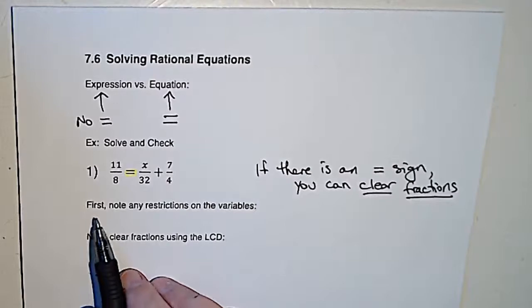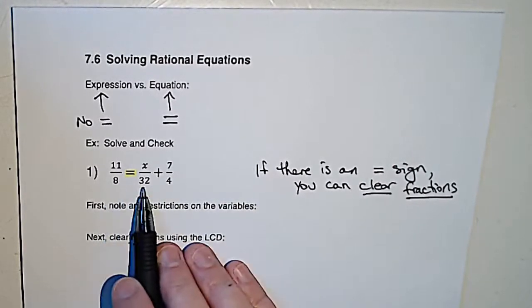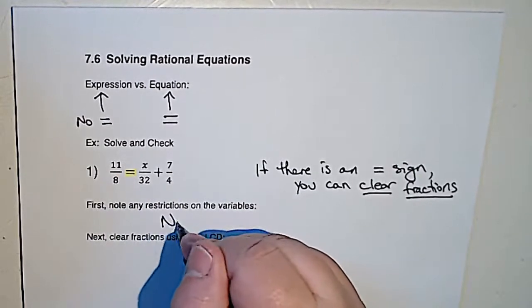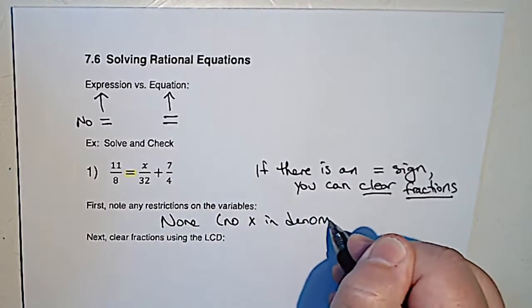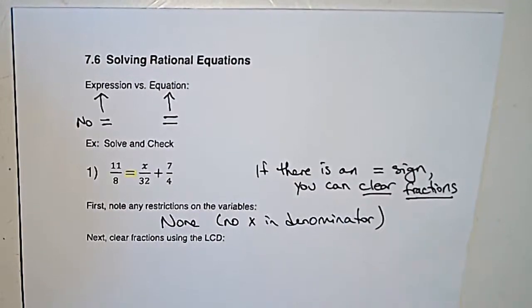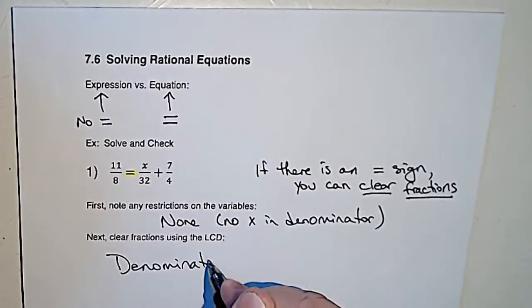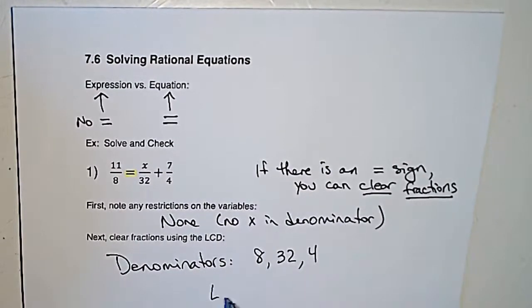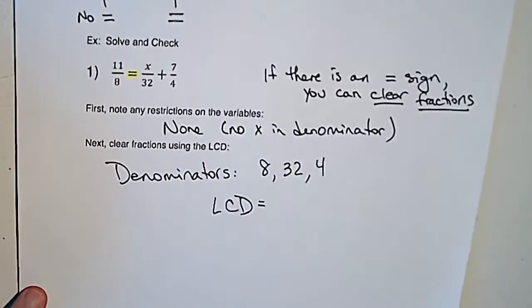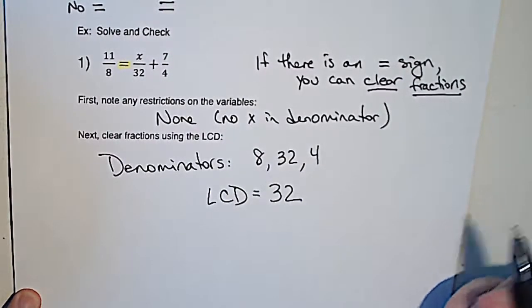So first off, we have to note any restrictions. Remember the restrictions, we look at the denominators, and in this case, there are no variables in the denominators, so we don't have to worry about it. Woohoo! So denominators. Our denominators are 8, 32, and 4. So our least common denominator, well, it's 32 because both 8 and 4 go into 32. Woo! So now what am I going to do with the 32?